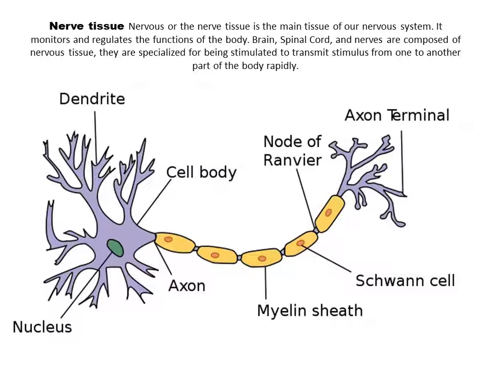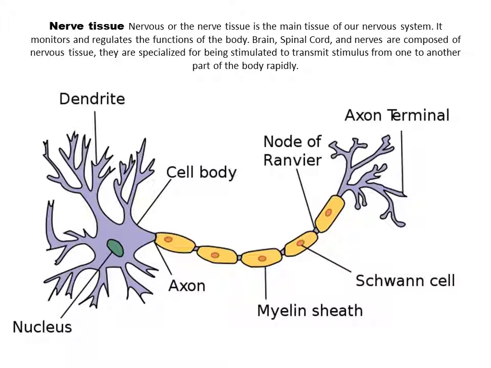Look at the structure of the neuron or the nerve cell. These are the small projections which are called dendrites. What is the function of the dendrite? They help in bringing the signal or message from other neurons. They pick up the message or the signal or the stimulus from other neurons. Then this is the cell body, which is also called cyton.